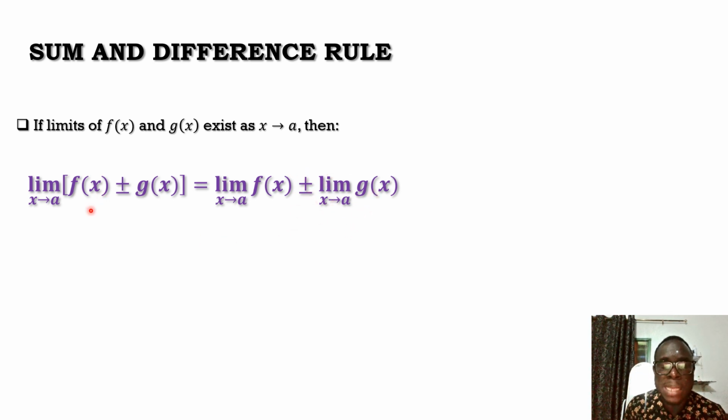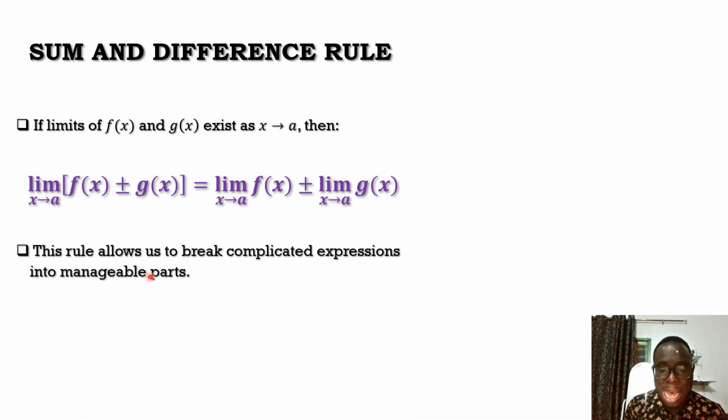So what it simply means is that you just split the two functions and find the limit of each respective function. This rule allows us to break complicated expressions into manageable parts. Anytime you get a complicated expression or function and you want to find the limit, this rule helps us to break them into separate functions for us to find the limit of each separate function as x approaches or gets closer to a.